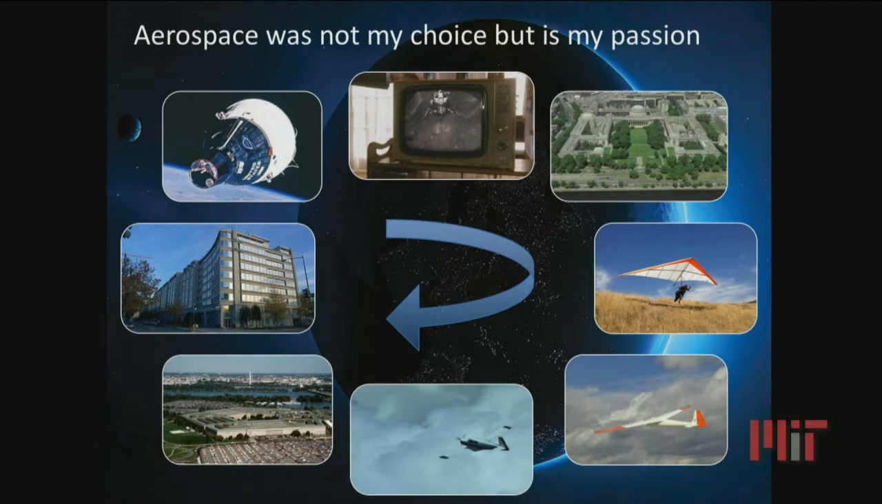Then I got a glider. That was better. Then I got a powered plane. Then I went to the Pentagon as an advisor to the secretary and the chief of staff. And then I went to NASA headquarters, and now I'm back. And it's nice to be back. So that's a quick view of where I've gone.